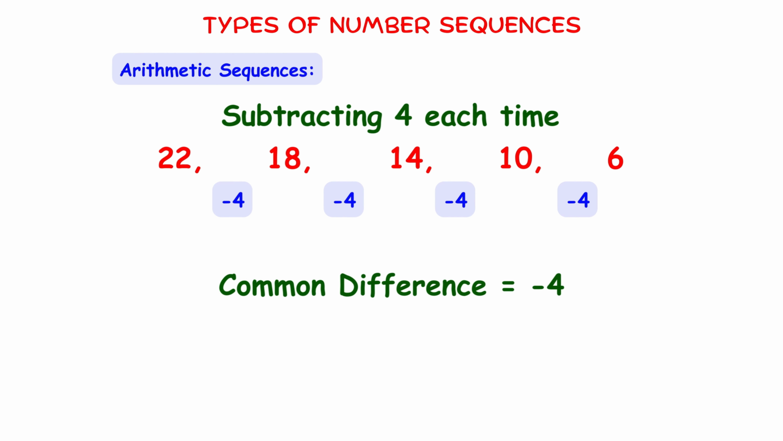So in this first sequence, the common difference is positive 3, whereas in the second one, the common difference is negative 4. So notice that instead of saying that 4 is being subtracted each time, we normally say that the common difference of negative 4 is being added each time.